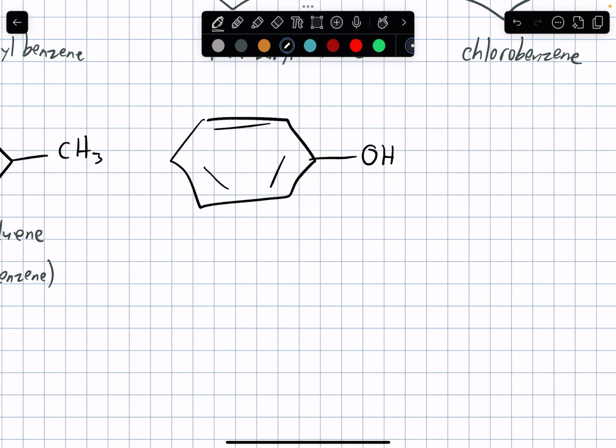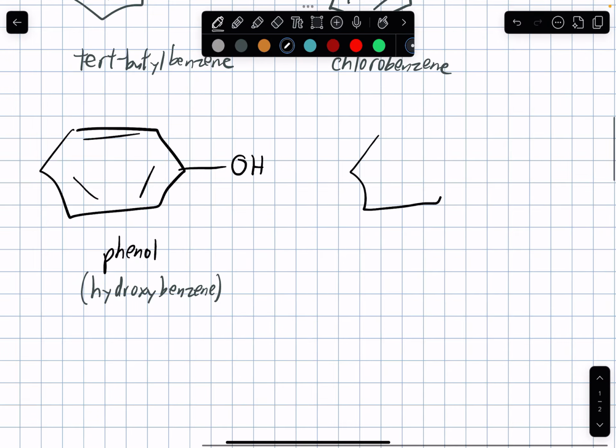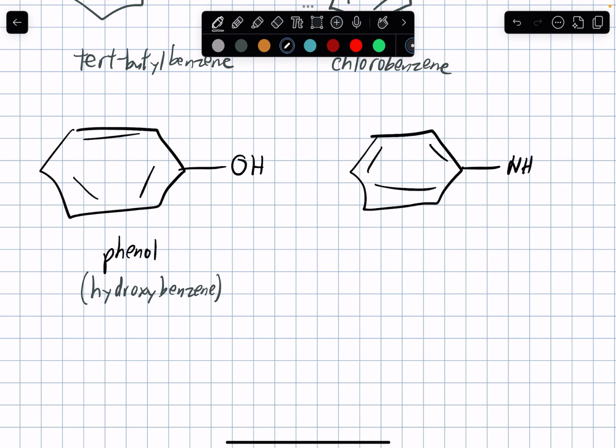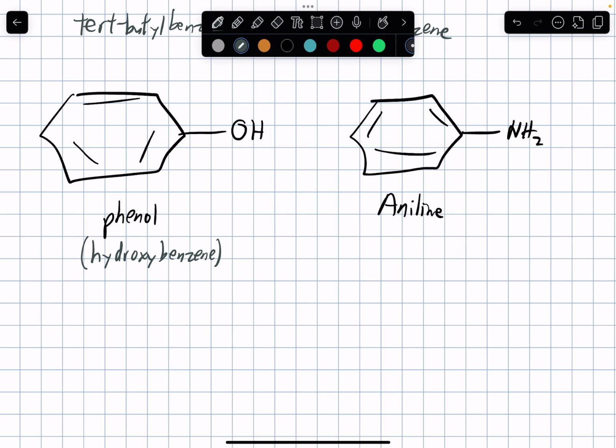If we connect OH, this is now a phenol. In other words, OH is hydroxy group, no? So hydroxybenzene. Thirdly, we have, what if we attach NH2? This is called aniline. This is going to be critical for what we have to remember later. NH2 is amino group, so aminobenzene.